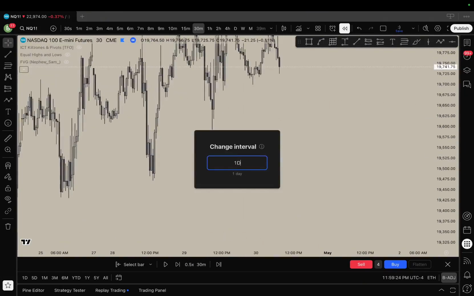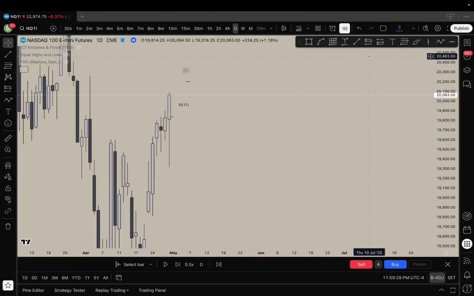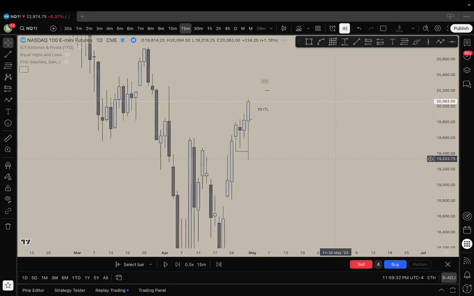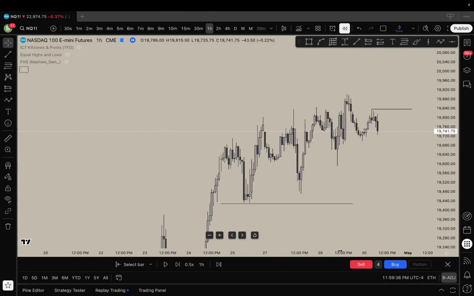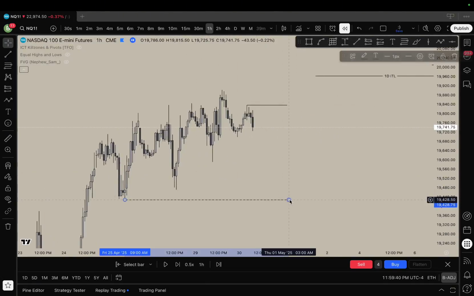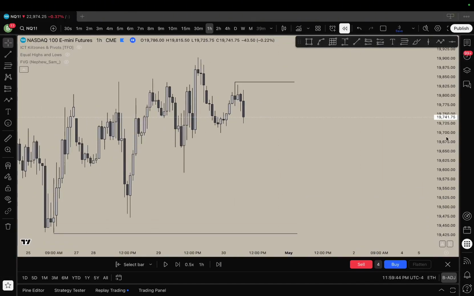Now, what liquidity pools are we looking at here? Well, we have a daily fair value gap, right? And we're overall higher time frame and bullish order flow, right? So that's what I want you guys to recognize also. Like, you need to be understanding the higher time frame narrative here. So especially here, we have that higher time frame bullish order flow. Okay, so this daily fair value gap here, right?